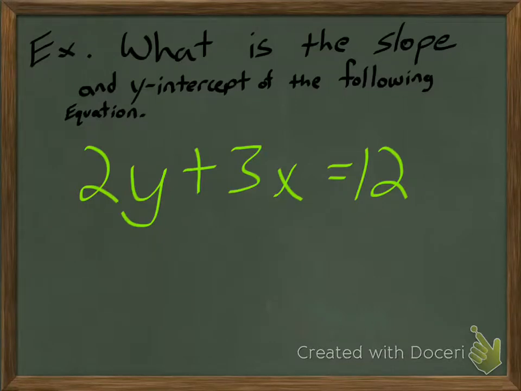Alright, what is the slope and y-intercept of the following equation? So we have y equals mx plus b form. We want it to be like that. That way we can easily tell what slope is and the y-intercept is.